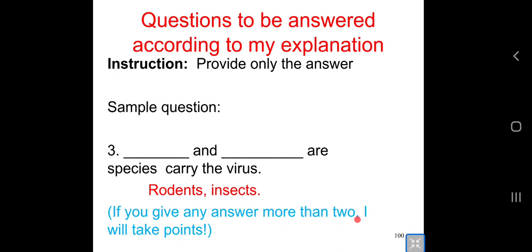I said if you give any answer more than 2, if I ask you 2, you need to answer 2. If I ask you 3, you need to answer 3. If you are going to answer more than that, I will take points, I said. Look now, more than 2, I will take points.